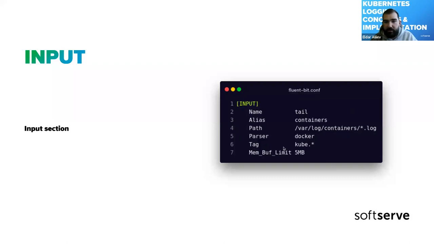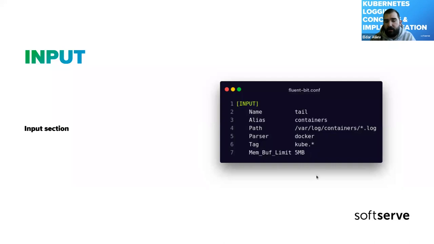And another item here is the tag. So we need a tag for the routing. In the inputs we have tags, and in the outputs and the filters we have a match option. The tag will be applied to each log record, and based on that tag, the filters and outputs will be applied to that log record if the tag matches the pattern defined in the match section.